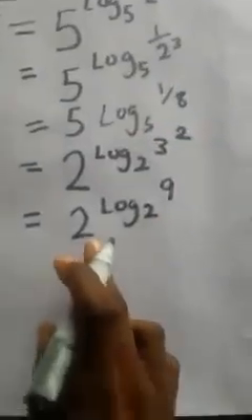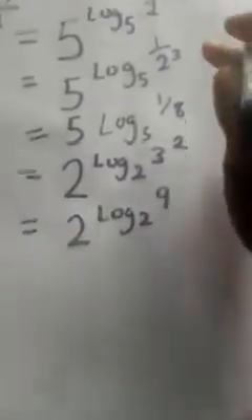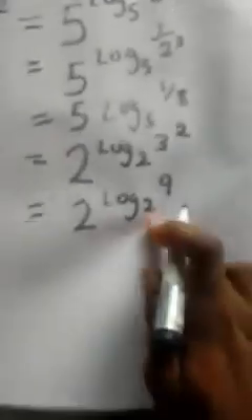So from the first one, we have this expression. The second one, we have this expression. So let's go ahead and multiply the two of them together. So it now becomes 5 raised to the power log base 5 1 over 8 times 2 raised to the power log base 2 9. So this is what we have to simplify now.